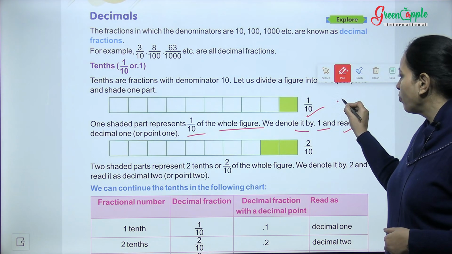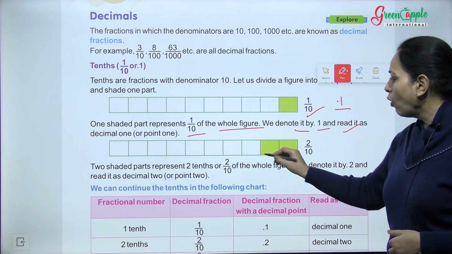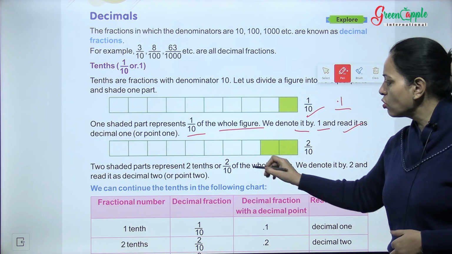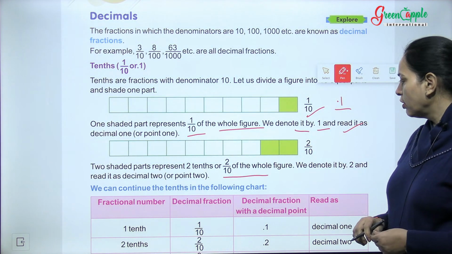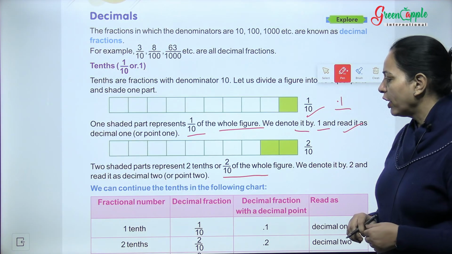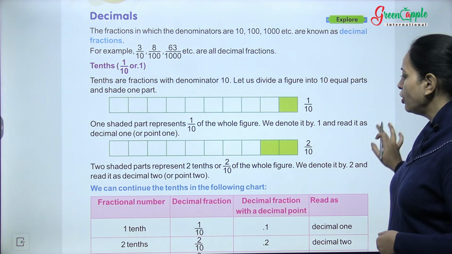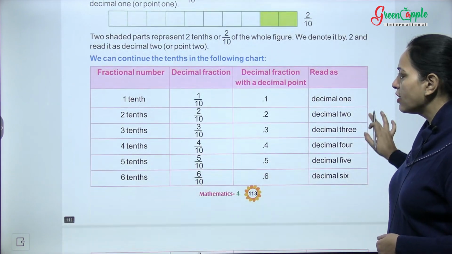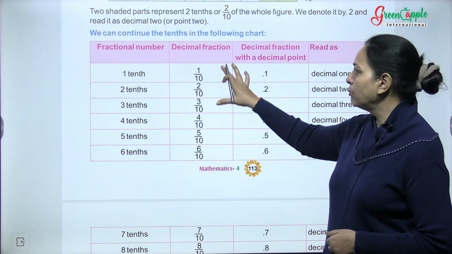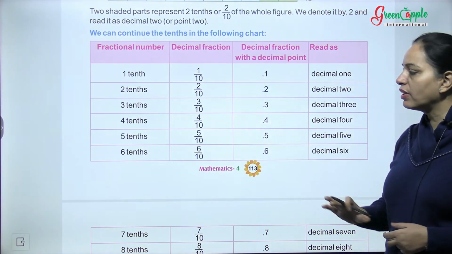How can we write it? 0.1. Now we are taking 2 out of 10. So this is 2 by 10 of the whole figure, 2 tenth. And how can we write it? 0.2. Right? Now we can continue the tenths in the following chart, with the fractional number, the decimal fraction with a decimal point, and how it is read.